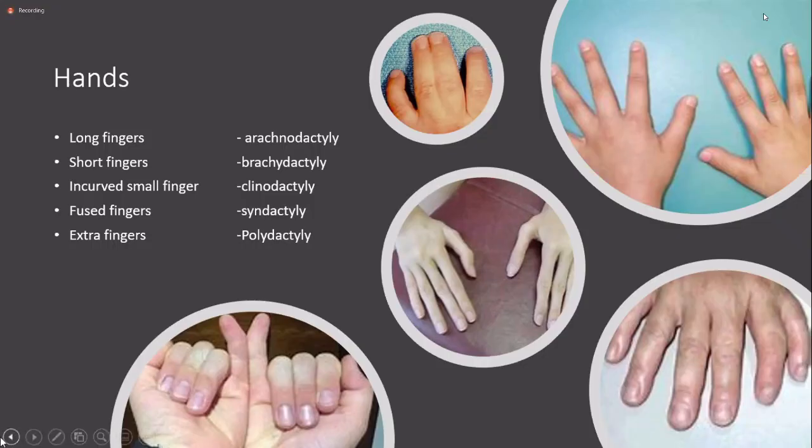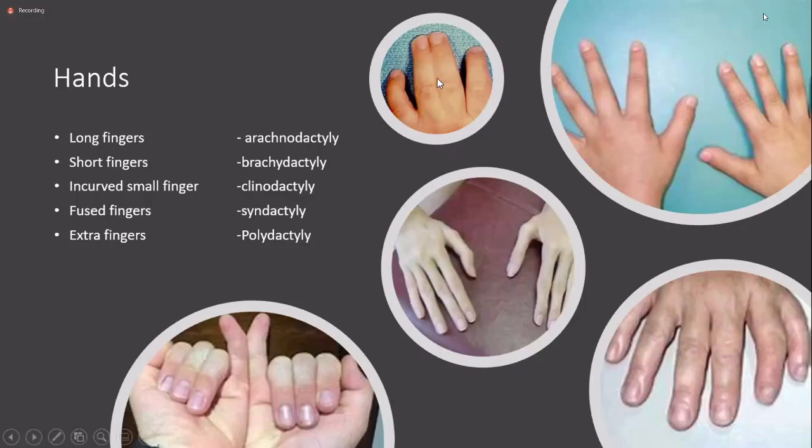Short lateral side of the middle phalanx of the small finger, and the entire small finger is being bent laterally, right? That's clinodactyly. And sometimes you can have fingers attached together. We call it syndactyly. And again, this can be associated with other syndromes and internal organ abnormalities as well, right?